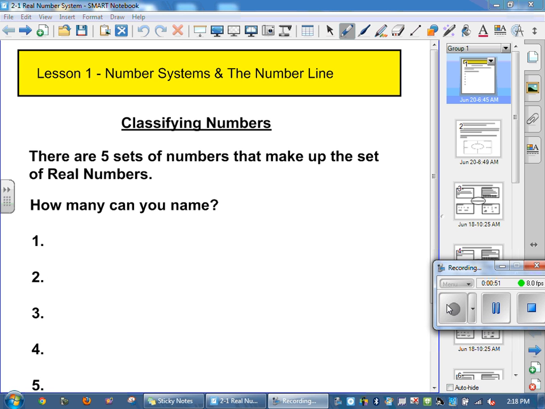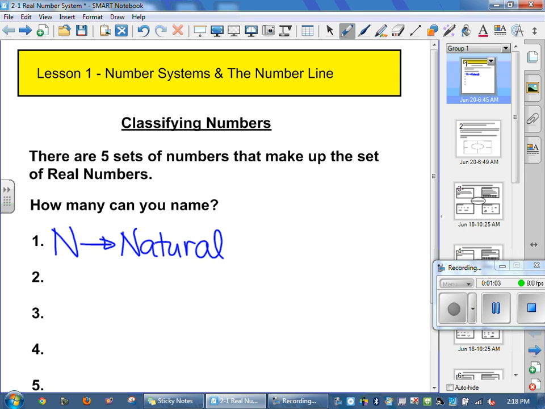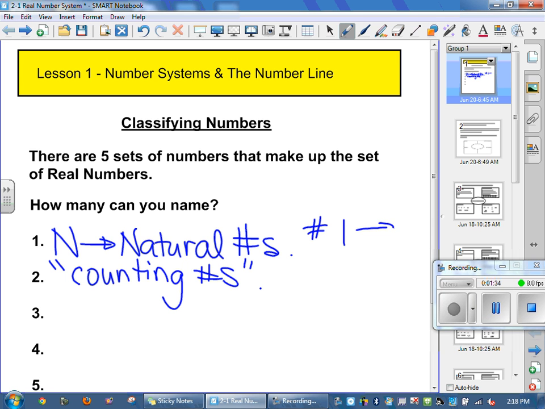Okay, here we go. The first kind of numbers we have are called our counting numbers. Our counting numbers are called the natural numbers. So N for natural numbers. Now, the natural numbers, like I said, their other name is the counting numbers. What number do we start counting at? 1. Good. So this group of numbers only has the numbers 1 to positive infinity.